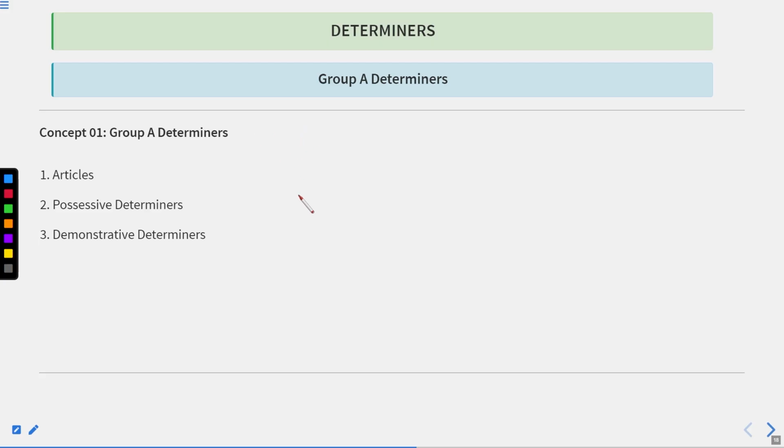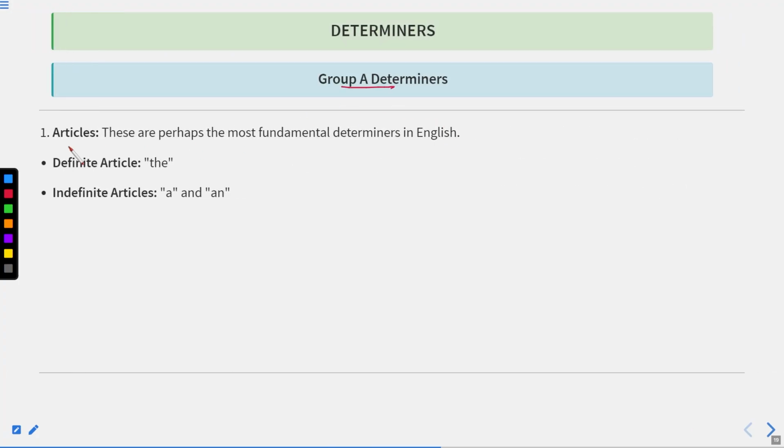Now we'll discuss some concepts. To see these concepts, we have divided determiners into two groups. One is group A determiners and another one is group B determiners. Let us see. Concept 1, group A determiners. We have articles, possessive determiners, and demonstrative determiners. So first we'll discuss articles. Group A determiners, in which we have articles. These are perhaps the most fundamental determiners in English. Fundamental means basic.